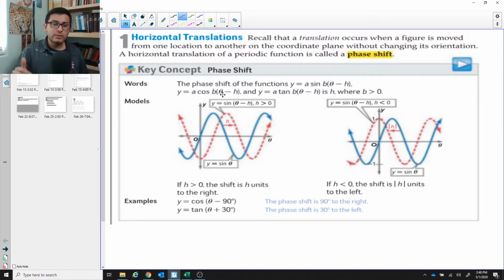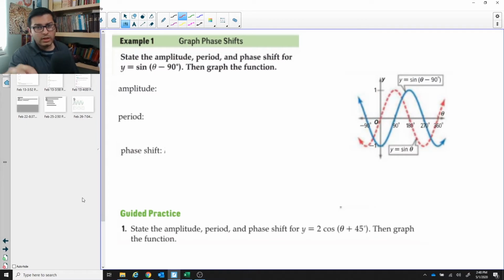So for instance, if we look at the examples down below, it says y equals cosine of theta minus 90 degrees. So that means that we're going to go to the right 90 degrees, or 90 units in this case. And then the one right after that is y equals tangent of theta plus 30 degrees, which means that we go to the left 30 degrees, or 30 units to the left. Let's try out an example of this.